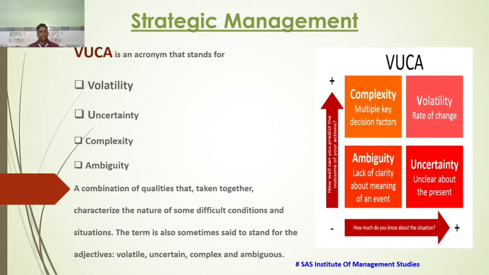So friends, VUCA is an acronym that stands for volatility, uncertainty, complexity and ambiguity. In this, a combination of qualities that are taken together characterize the nature of difficult conditions and situations. The term is also sometimes said to stand for the descriptions volatile, uncertain, complex and ambiguous.